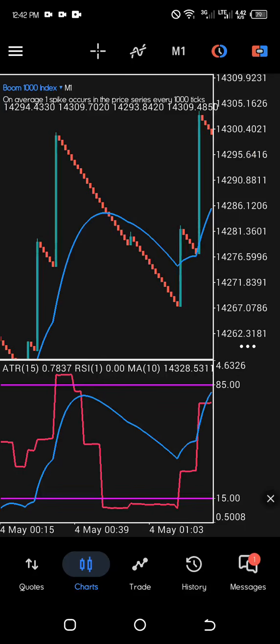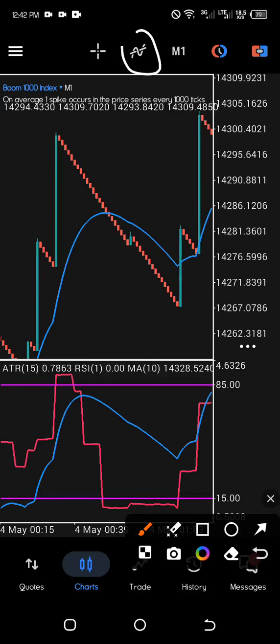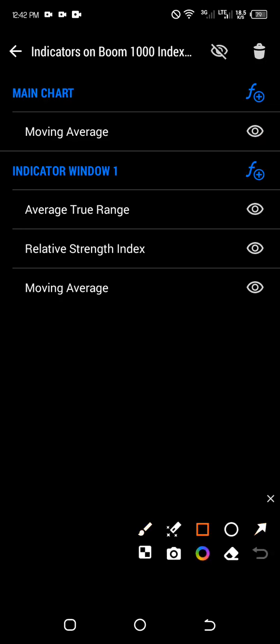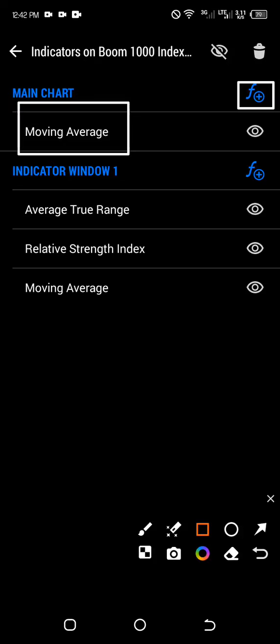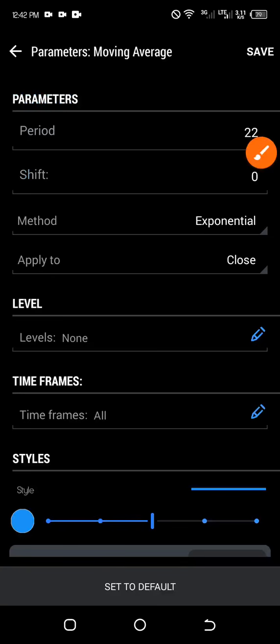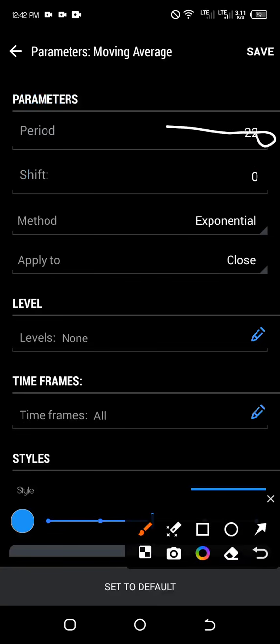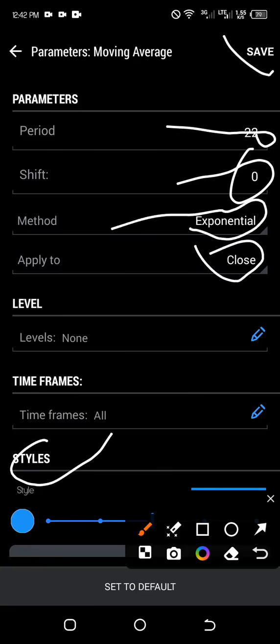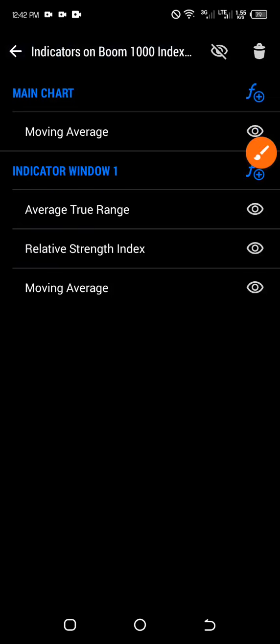So what you want to do, you first click on this icon you are seeing at the top. This way we are going to be adding all our indicators. So for the first indicator, which is going to be the moving average, at the top, we click on this F icon in the main chart. Now for the moving average, the period should be 22, shift should be 0, method should be exponential, apply to close, and for the style, use a color of your choice and click on save. So that is the first indicator we need for the strategy.